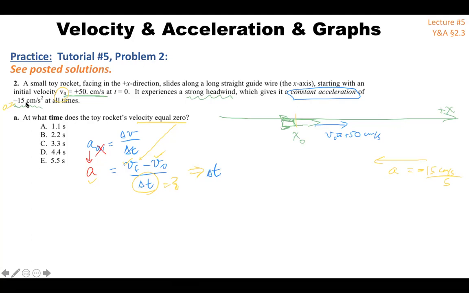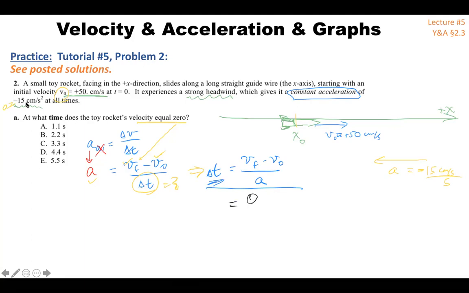t is equal to v final minus v initial divided by a. Okay, so I've isolated my value for t, and I found an expression for that. And everything on the right-hand side is known, and the only unknown I have is the thing I want to solve for on the left-hand side. So let's go ahead and plug in our values now.